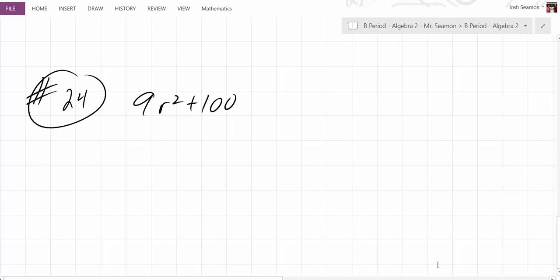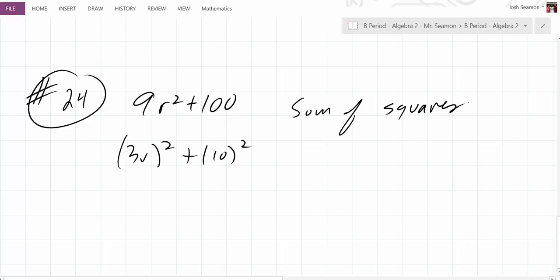Is it a difference? This is the sum of what? Of what? I'll rewrite it for you. It's the sum of what? Sum of squares. Now, in this section, or a couple of pages back, is there a sum of squares formula?